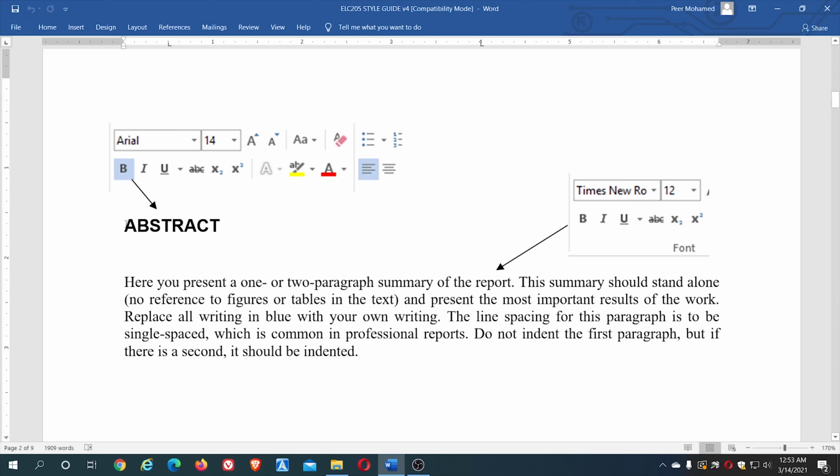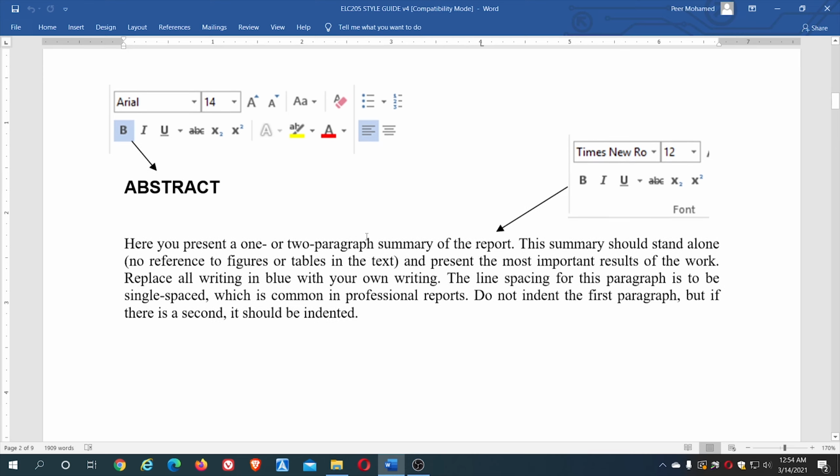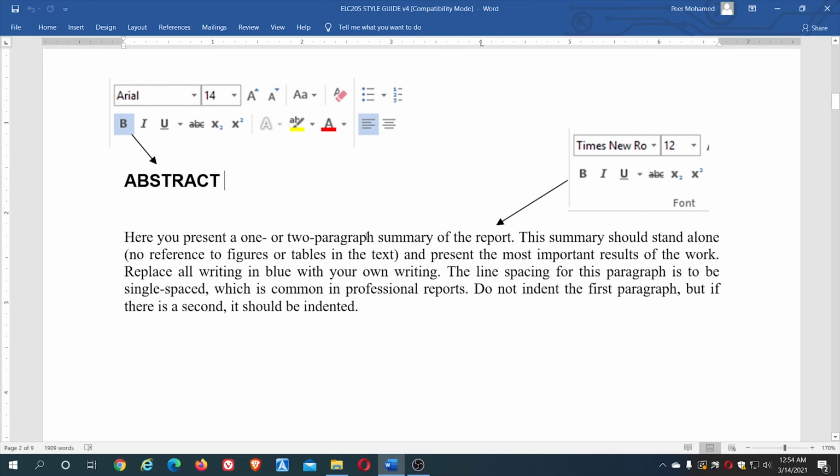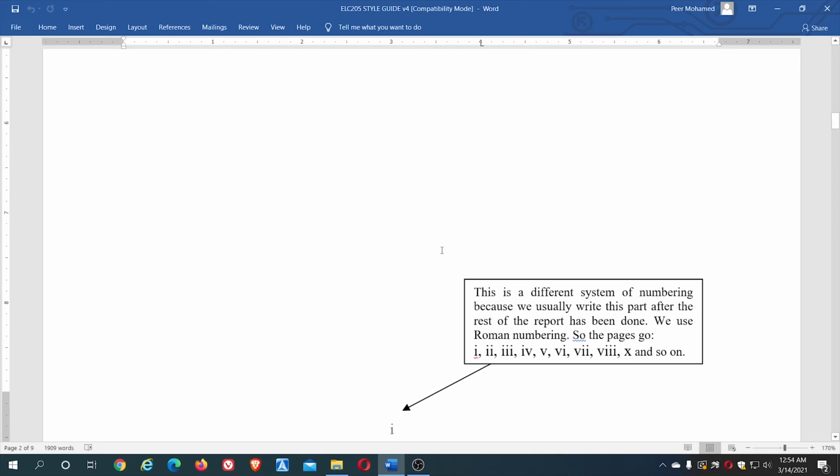Now the abstract title you have to write in Arial 14 size. I mean, it should be bigger than the normal paragraph here, and it should be bold. So this is all about the abstract. Let me repeat again. It will be written at the end when you finish your project report. You cannot write it in the beginning. Do you understand? You have to write it at the end, when you finish the report, but it will be placed here in the front, the first page of your project report, next to your title page.